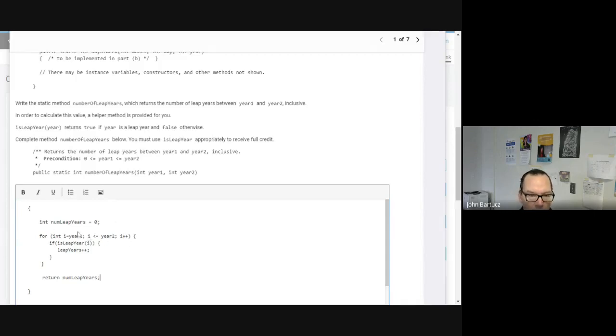So this answer would get you 5 points on this question. It'd get you full marks because you return an integer that is the number of leap years between year 1 and year 2 inclusive, and you appropriately use the method is leap year.